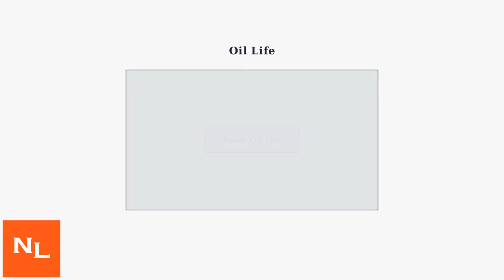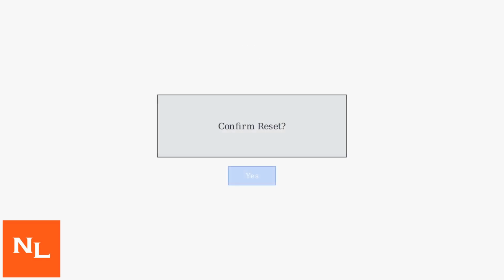Once you've accessed the Oil Life menu, select Reset Oil Life. The system will prompt you to confirm your choice. Select Yes or Reset. For safety, a second confirmation might be required. After confirming, exit the menu, and the Oil Life should display 100%.